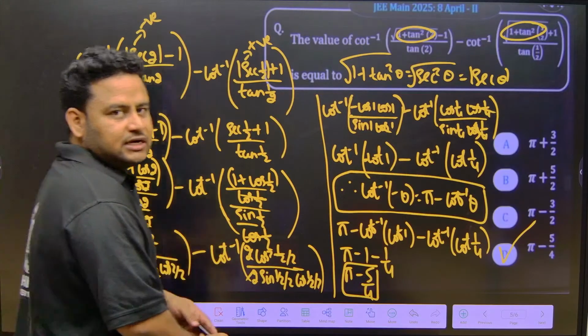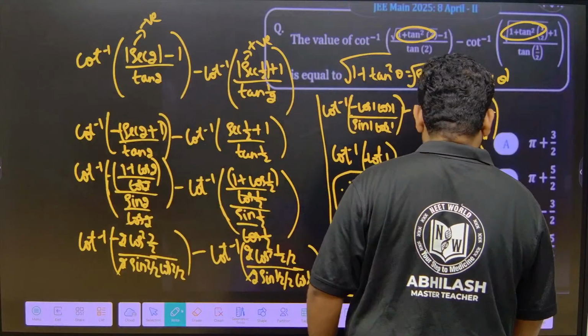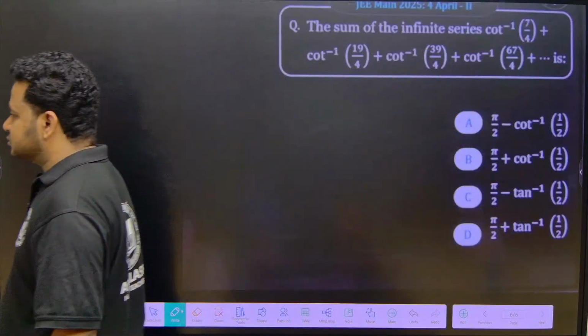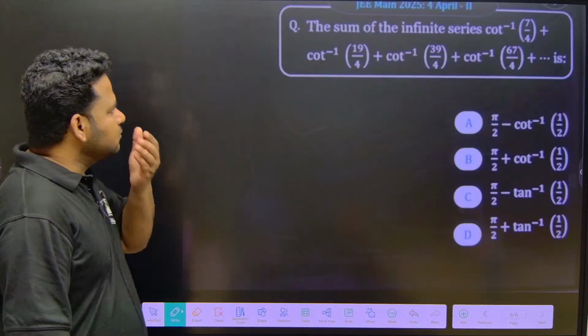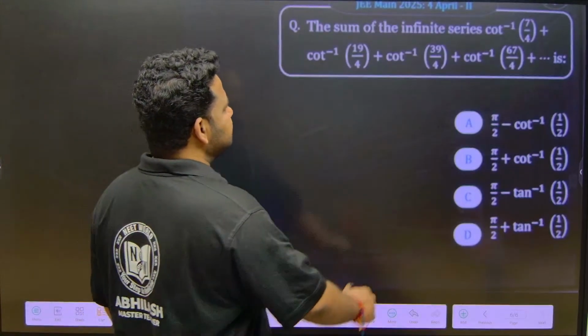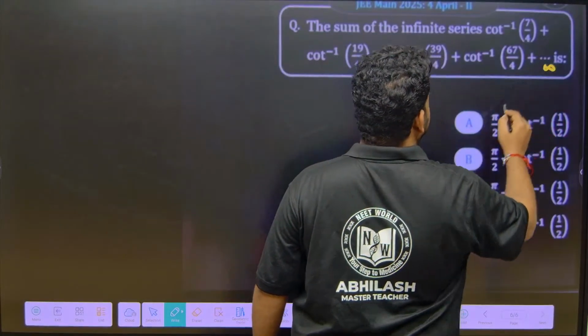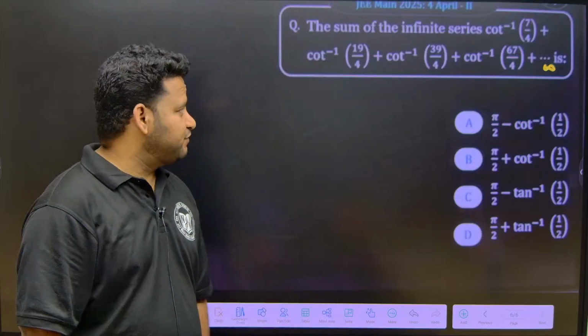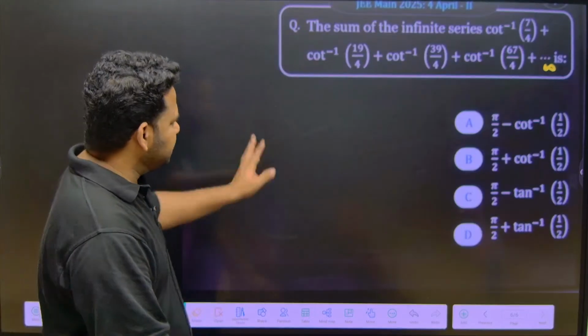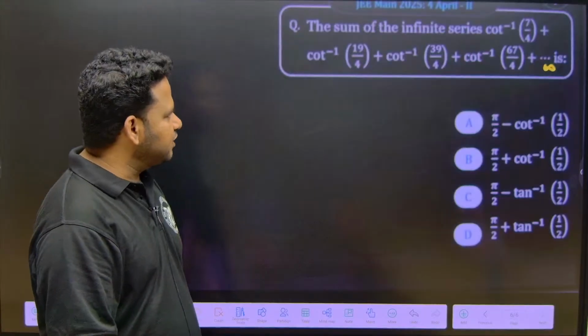Okay, friends. Let us move to the next one. Please have a look at this question. The sum of the infinite series, that means it is up to infinity: cot inverse of 7 by 4, cot inverse of 19 by 4, cot inverse of 39 by 4, cot inverse of 67 by 4. So everywhere the denominator is 4, so no need to worry about the denominator.